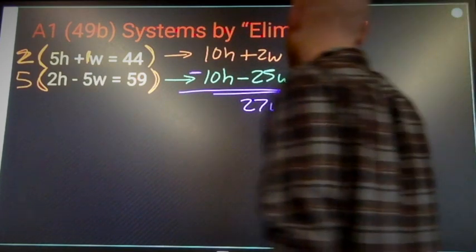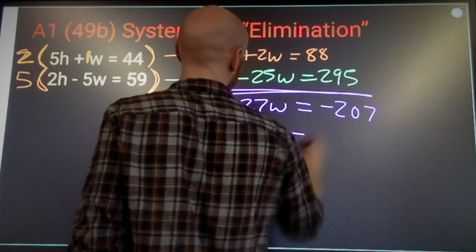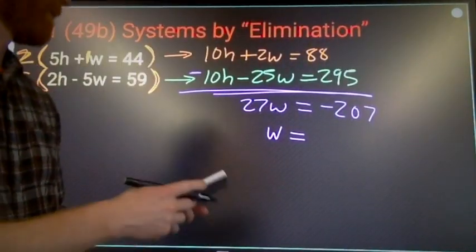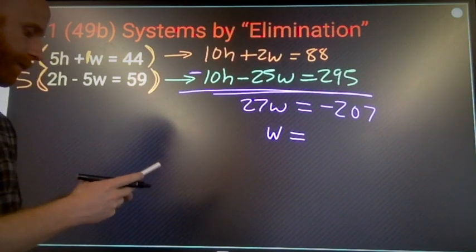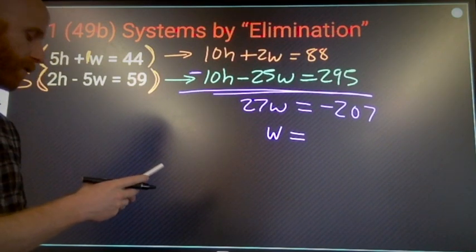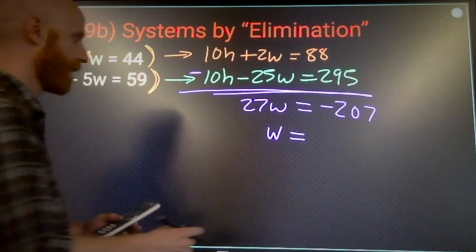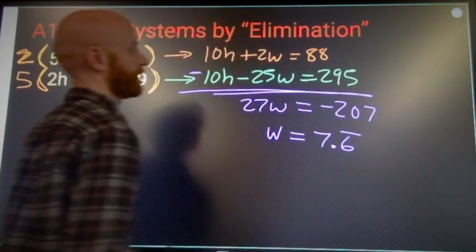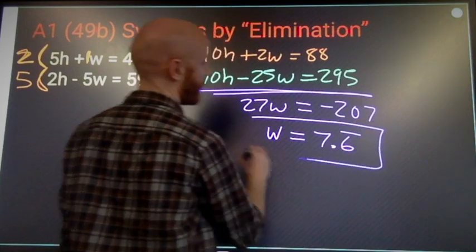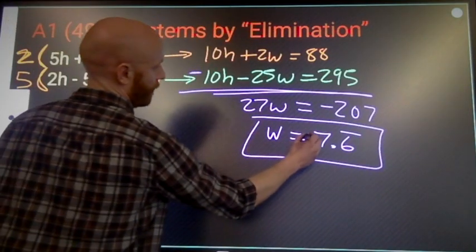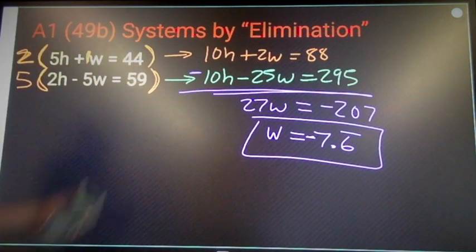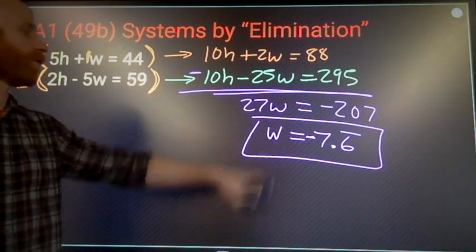Divide both sides by 27, and we'll have w equal to some number. I'm going to use a calculator for this. -207 divided by 27 is 7.6 repeating. All right, w is 7.6 repeating. My fault. This is going to be negative. All right, negative divided by positive is a negative. All right, so we're halfway through.